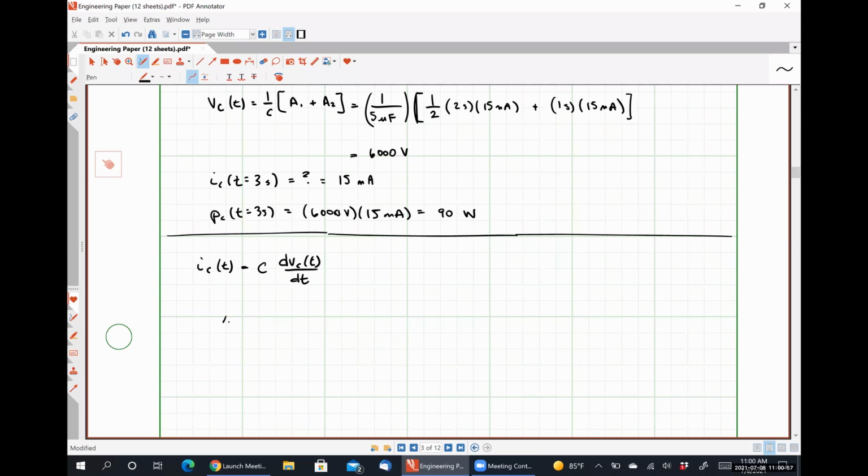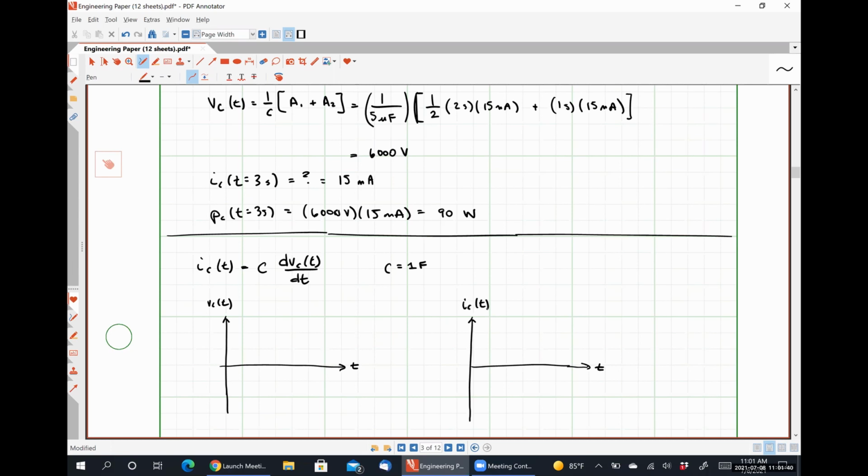So let's say that I have the following voltage waveform Vc of t, and I want to figure out how the current through the capacitor is behaving. And we're going to do this problem specifically where C is equal to 1 farad, just to make the math easy. All right. So this will be IC of t.